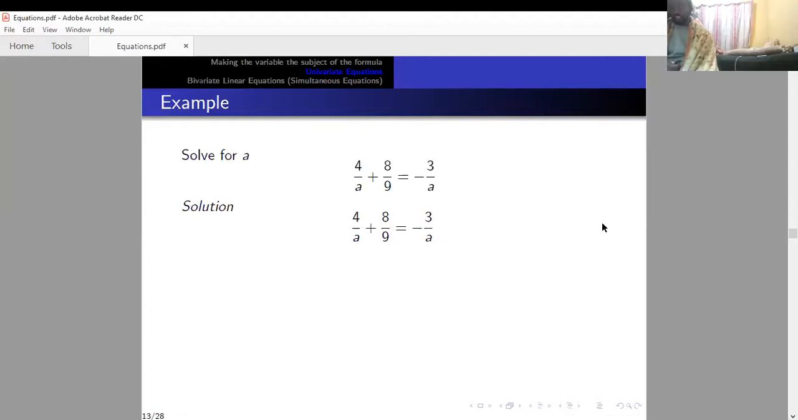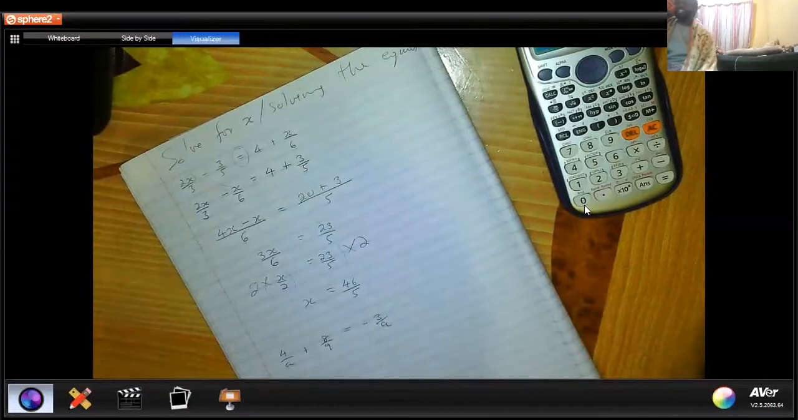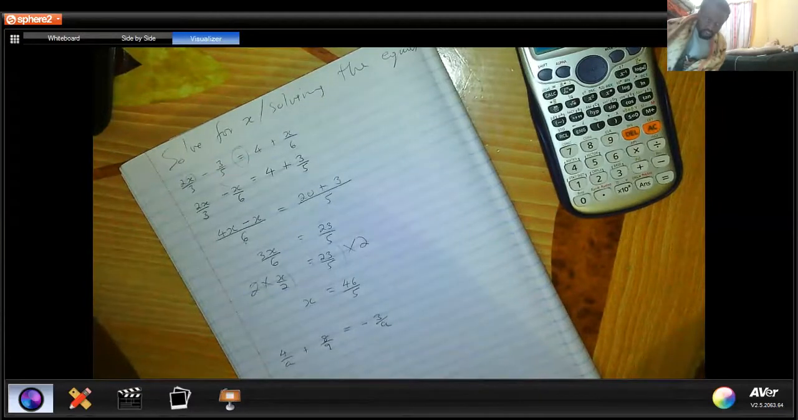Let us look at A. Now, with A, of course, you've got 4 over A, plus 8 over 9, negative 3 over 8. Now, let it be clear, the only equations you guys are dealing with are linear equations. I want us to be very clear on that.